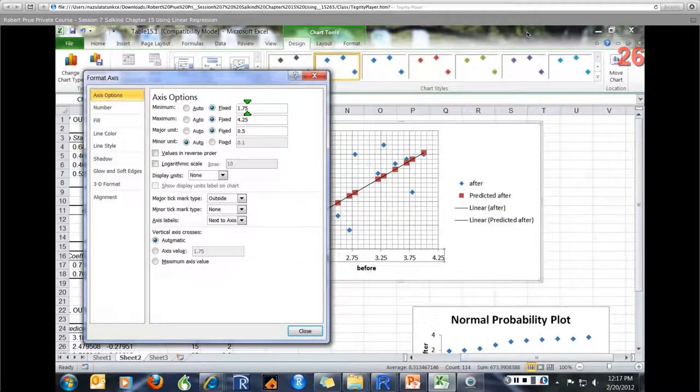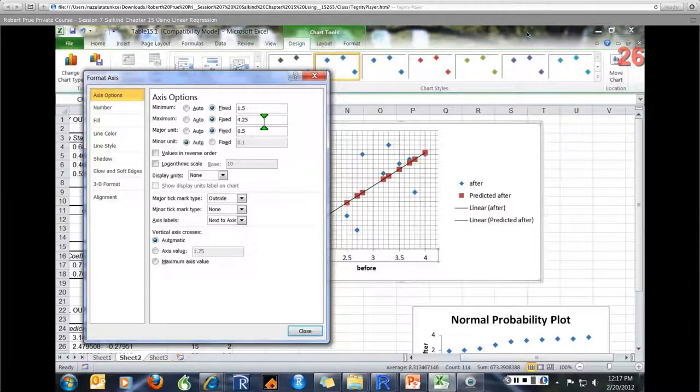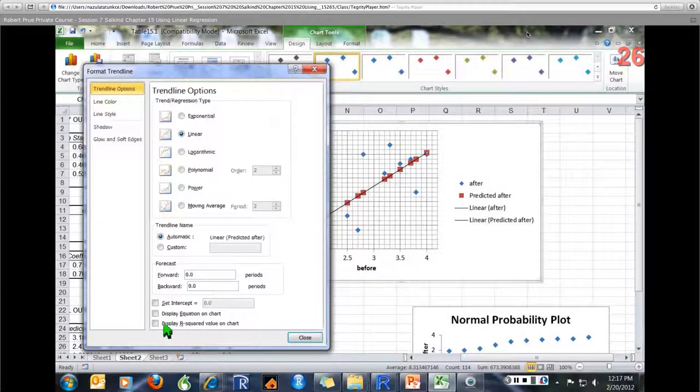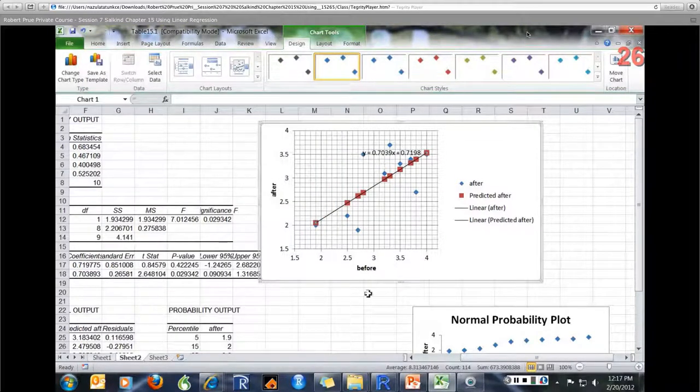So let's start this instead at 1.5. And that will make it a little bit better. And we can go to 4.25, major axis is at 5. And so that gets our nice little line on here. And again, we can display our equation, which will give us our intercept right there on the chart.